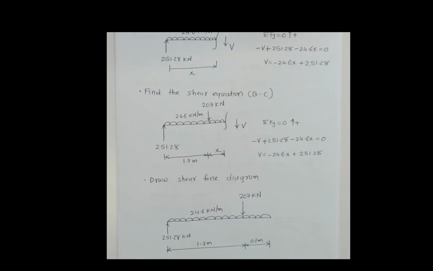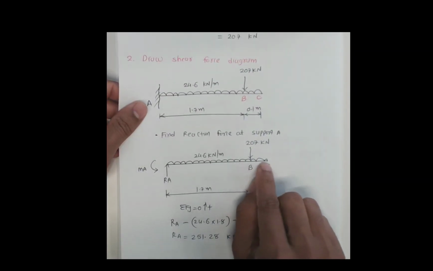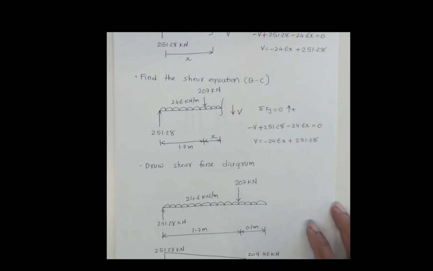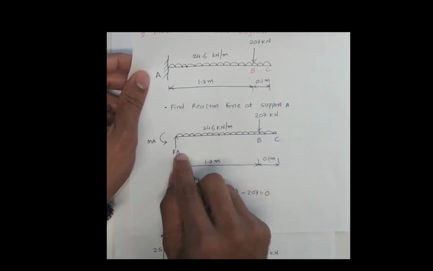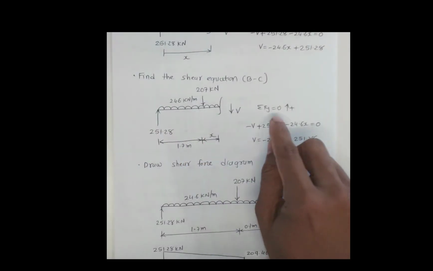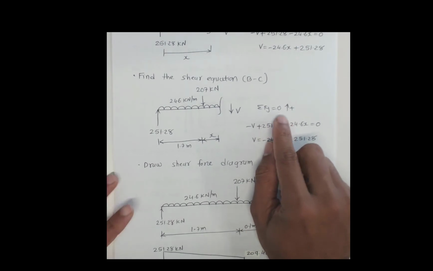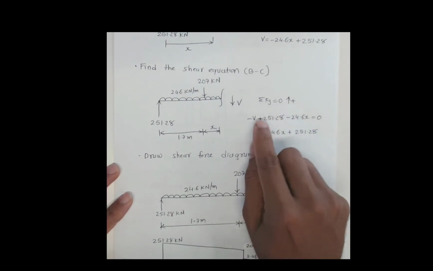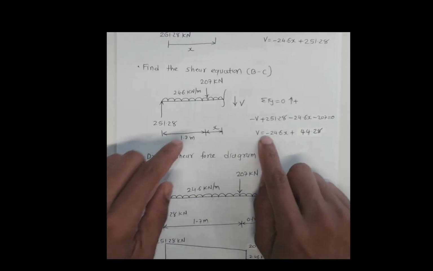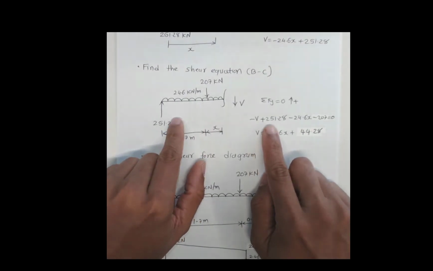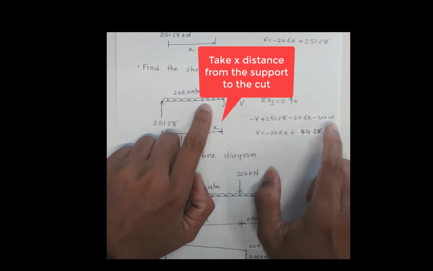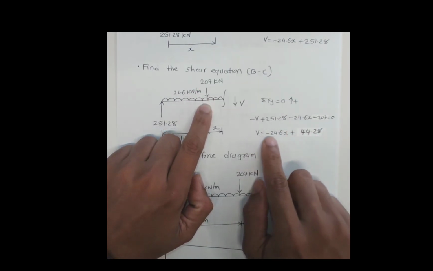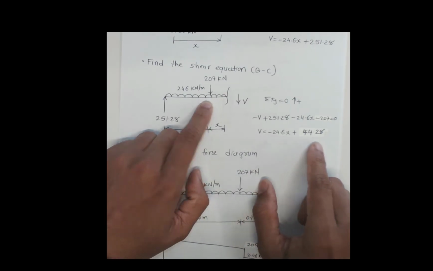Now we can also similarly find the equation between B and C to draw the shear force diagram. For that we are going to make the cut here. Where we make the cut, we have this V, and we redraw the whole thing like reaction force, UDL, concentrated load here. We use the equilibrium conditions. Sum of the forces in the y direction, upward is positive, so we have minus V plus 251.28 minus 24.6x minus 207 equal to 0, that gives V equals minus 24.6x plus 44.28.